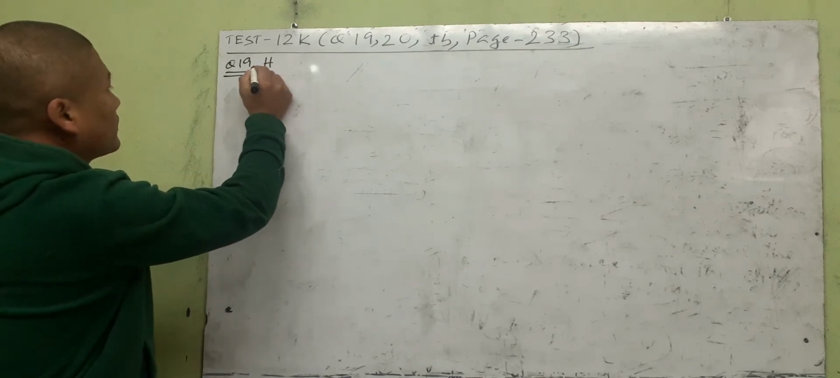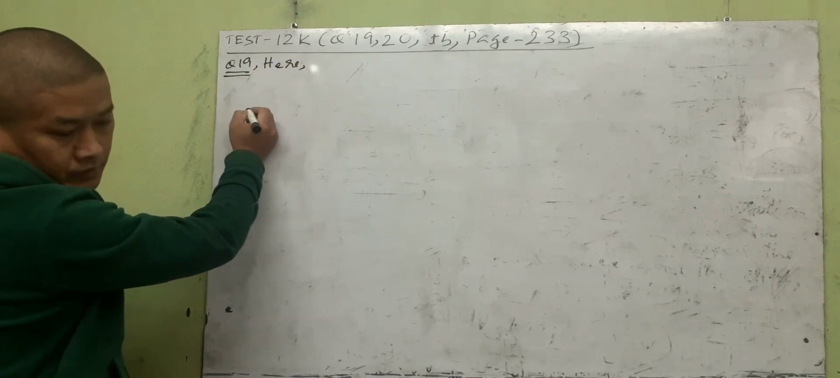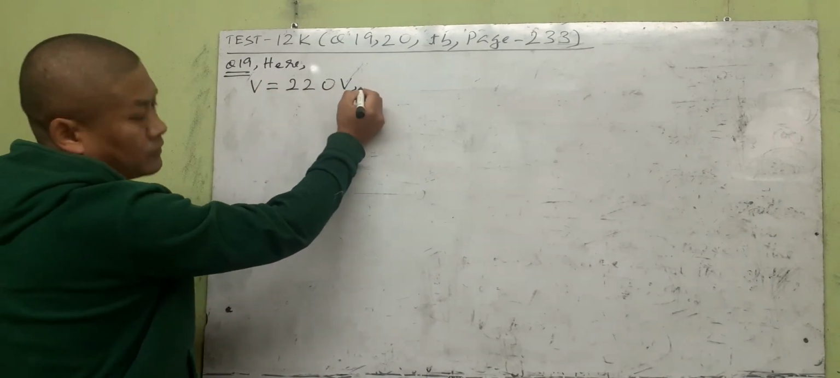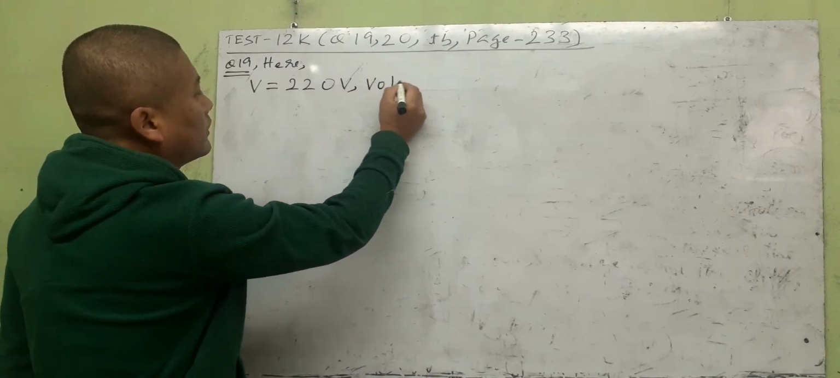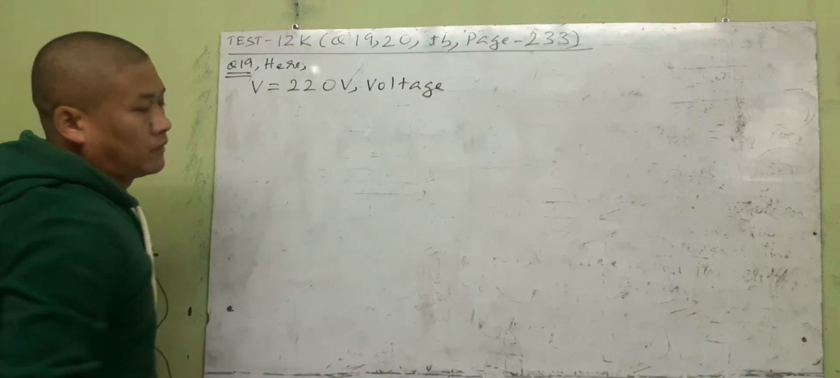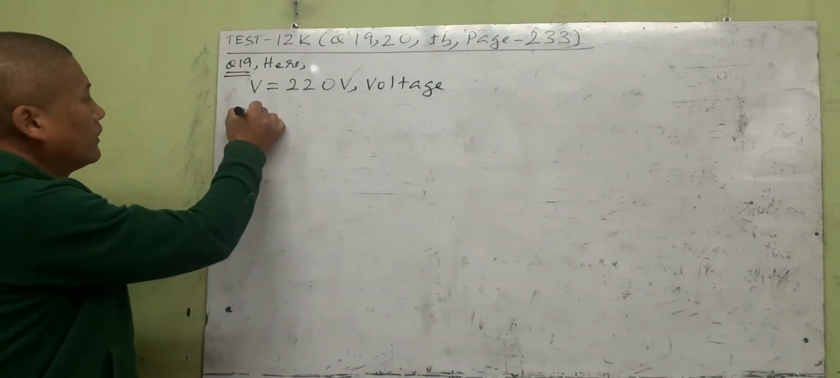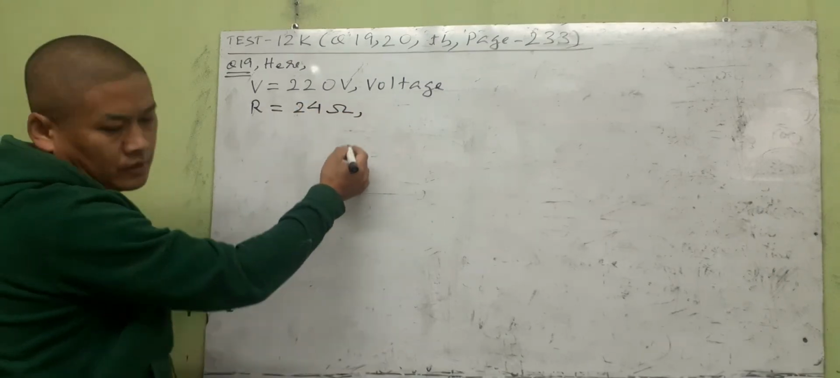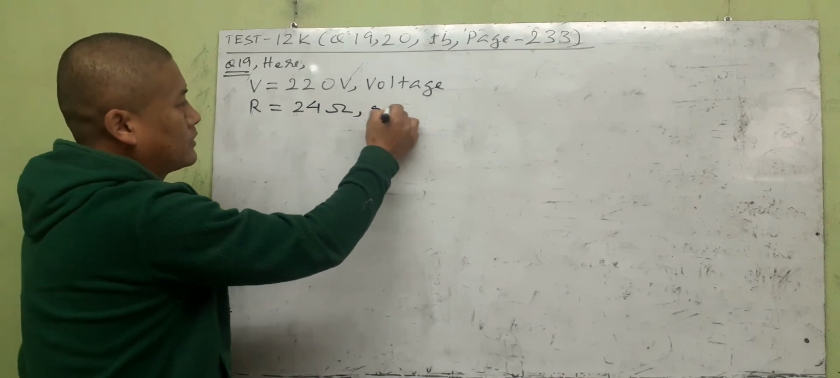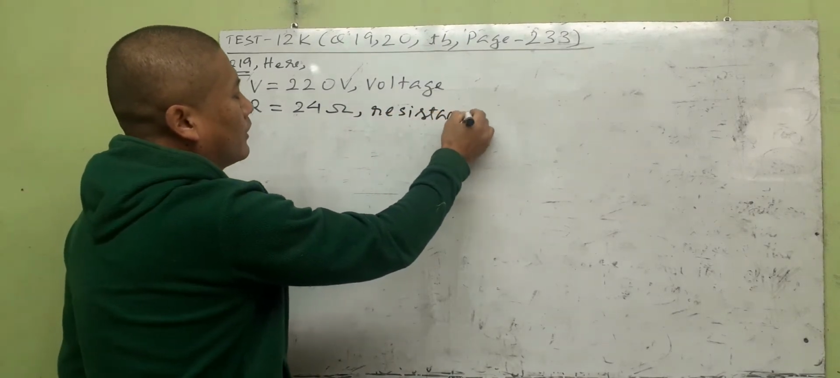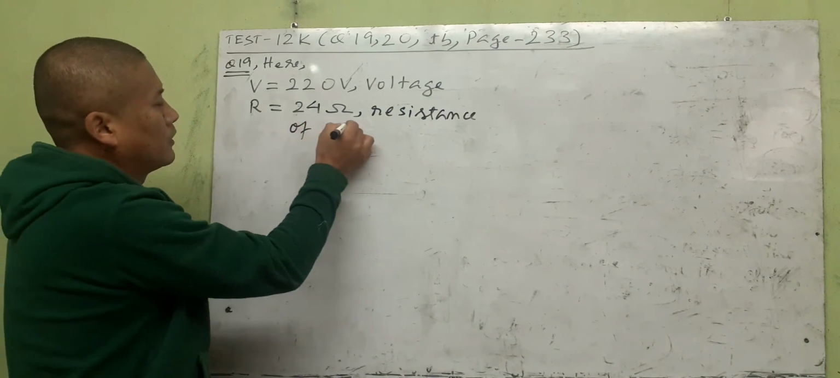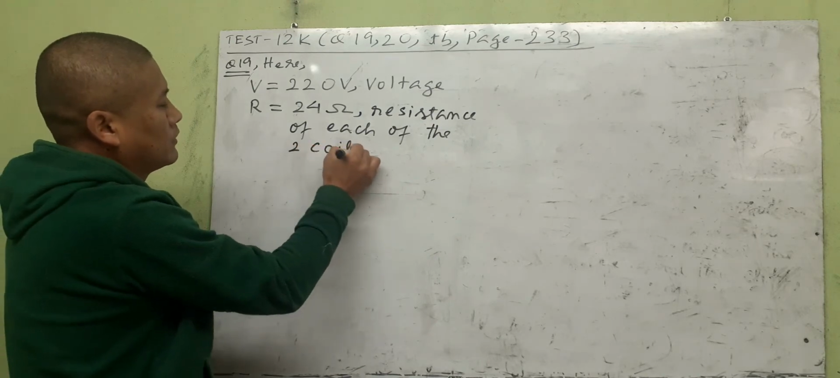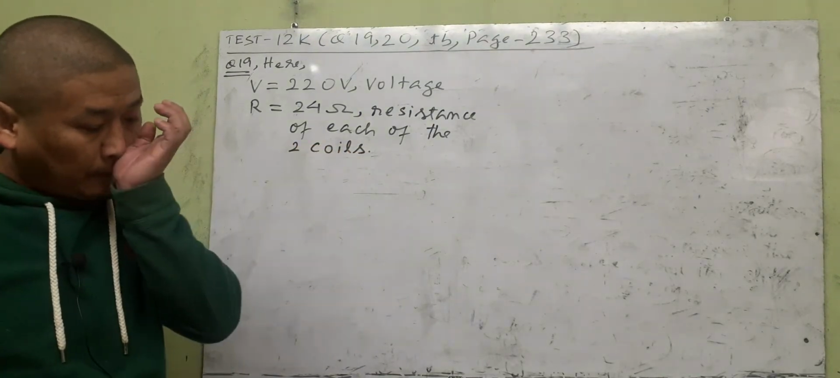As we read the question just now, we see here that the potential difference or the voltage is 220 volts. This is nothing but, we call it your voltage or your potential difference. Then let us put R. There are two resistances and each of them has a value of 24 ohms. R means the resistance value of each of the two resistance coils, okay? Now let's start with the first case.